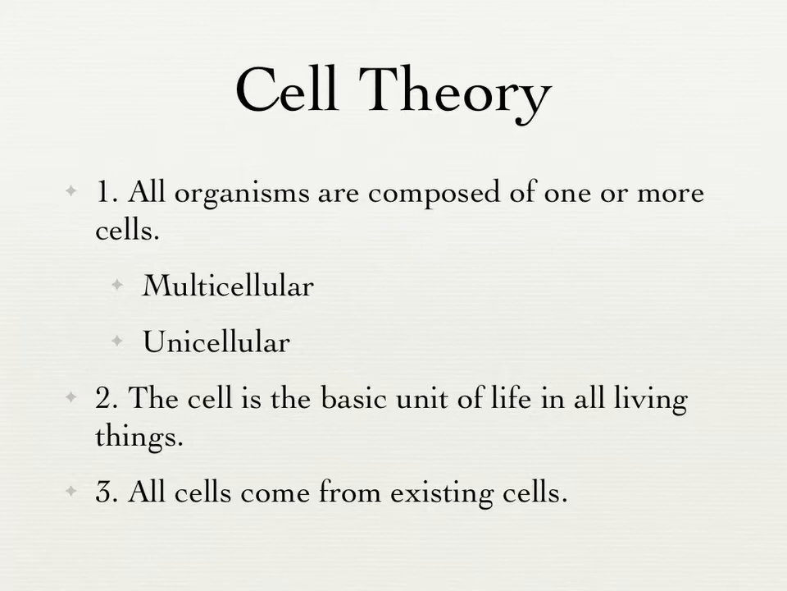So as we discussed yesterday, cell theory has three different parts. Number one, all organisms are made up of or composed of one or more cells. If it's one cell, then it's called a unicellular organism, and this includes amoeba and paramecium and yeast. If it has more than one cell, it's called multicellular, and this includes all animals and plants.